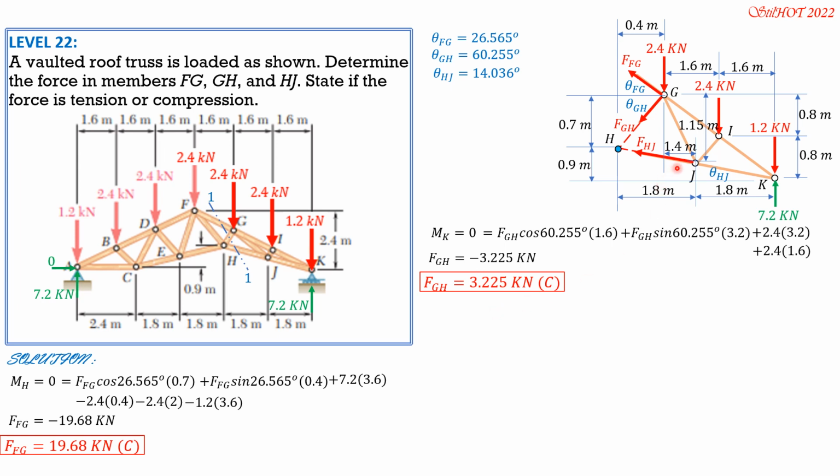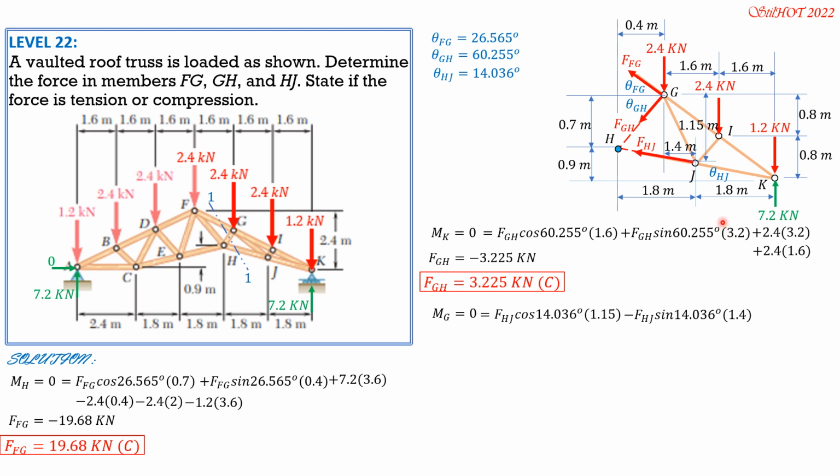And finally, for FHJ, we sum up moment about G equals 0. This time, clockwise positive. So the horizontal component of FHJ is clockwise. So it is FHJ cosine of 14.036. The moment arm is 1.15, this 1.15 here. Then the vertical component is upward, but it is counterclockwise about G. So minus FHJ sine of 14.036. The moment arm is 1.4, this 1.4 here.